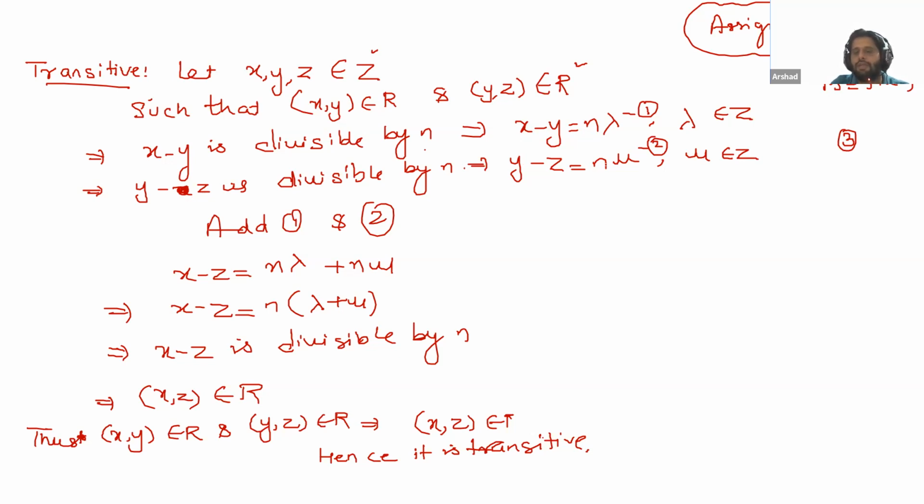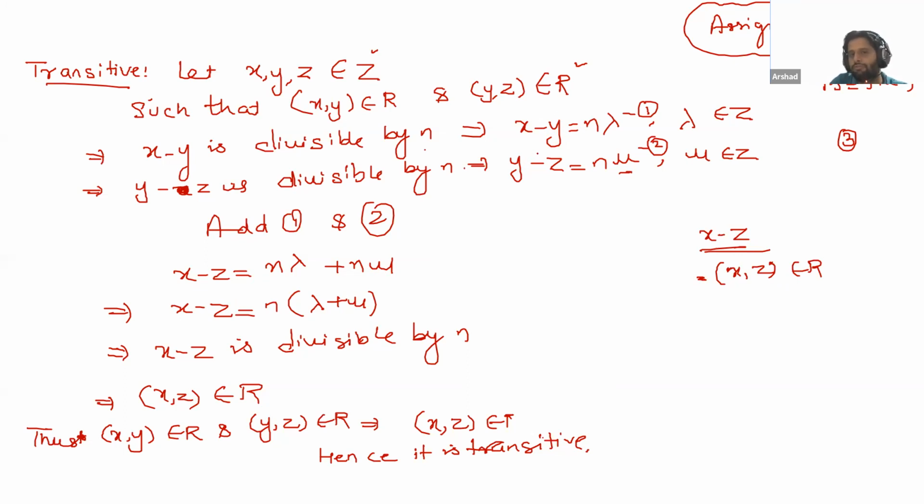Now y minus z is divisible by n, so we write n nu, because we need a new symbol here, where nu belongs to Z. Now add 1 and 2. We get x minus z is equal to n lambda plus n nu. Umair, please check, y will get cancelled out. Abdur, why did we add this? Because we need to prove that (x, z) belongs to the relation R, which means we need x minus z.